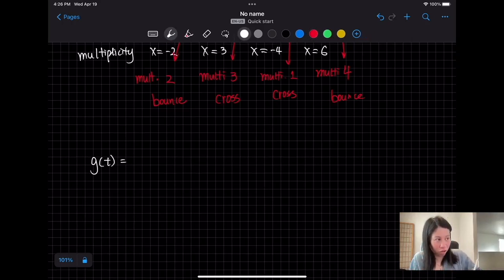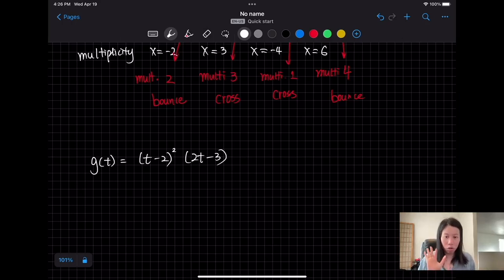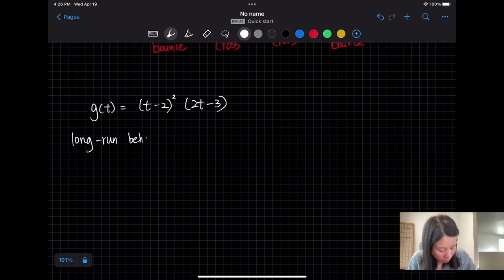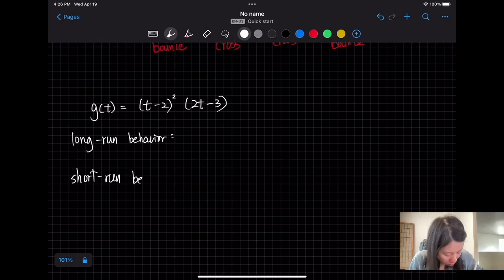g of t equals (t minus 2) squared times (2t minus 3). So we need two things when it comes to the graph. We need the long-run behavior and the short-run behavior. Okay, so long-run behavior is determined by the leading coefficient, right? So when you look at this function, what will be the leading coefficient?